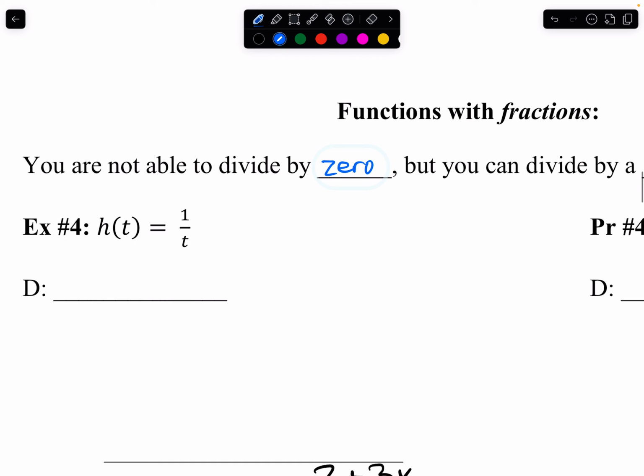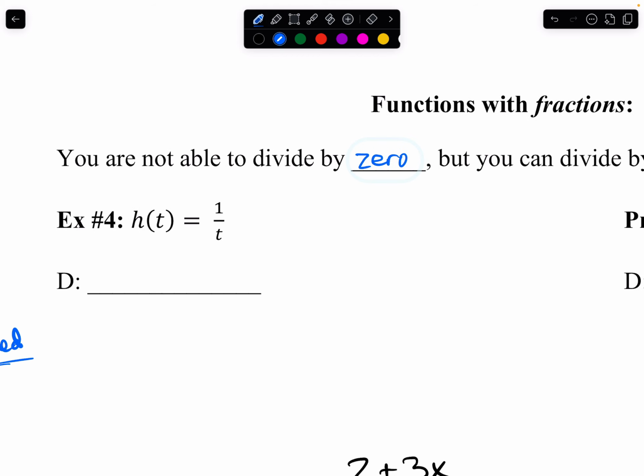So in terms of domain now, if we have a function with division in it, like h of t is 1 divided by t, we can't divide by 0, so that cannot be 0. The way we write that is just t does not equal 0. In fact, that's all we have to do. There's no more work to be shown. t cannot be 0. It can be anything else, and so this means t could be a negative number, t could be a positive number, it just cannot be 0.